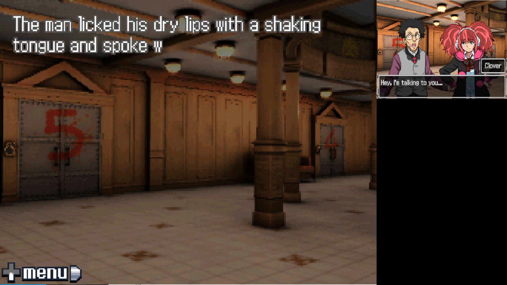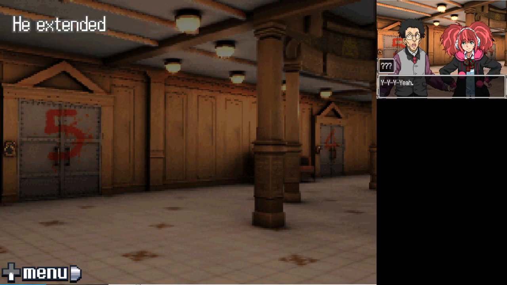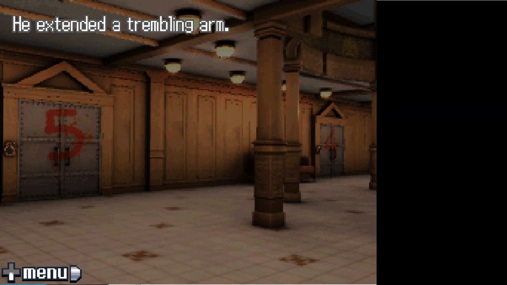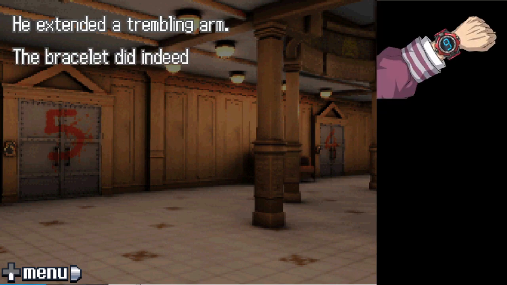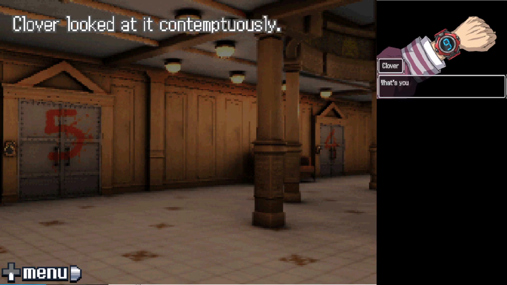The man licked his dry lips with a shaking tongue and spoke in a voice like old paper. "Isn't it obvious? There's only 9 people here, and you know who numbers 1 through 8 are. I'm the only one left." "So you're 9?" "Yeah." He extended a trembling arm. The bracelet did indeed say 9. Clover looked at it contemptuously.